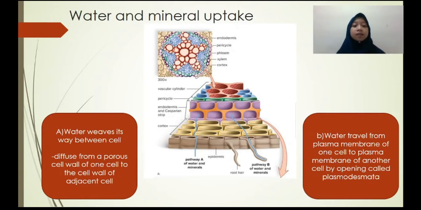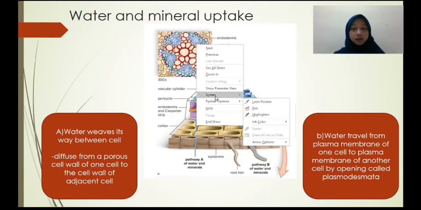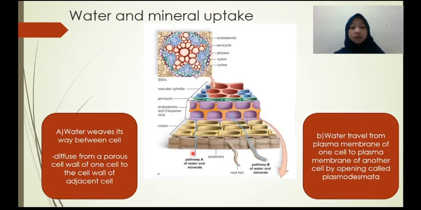Actually, there are two main ways of water and mineral uptake. For the first part, the water and minerals will weave its way between the cells. It will diffuse from a porous cell wall to the cell wall of the adjacent cell, and then the water will be blocked by the Casparian strip at the endodermis. Here, the water will then be forced to enter the endodermis cell through the plasma membrane.